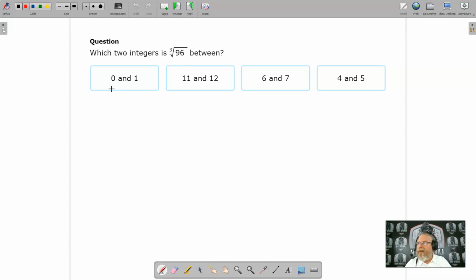If you don't have a calculator that'll do cubed roots, we'll go ahead and look at another way of doing that. So what is 0 times 0 times 0? That's 0, right? And what is 1 times 1 times 1? That would be 1. Does 96 fall between these two values, 0 and 1? No, it doesn't, so we can rule that out.